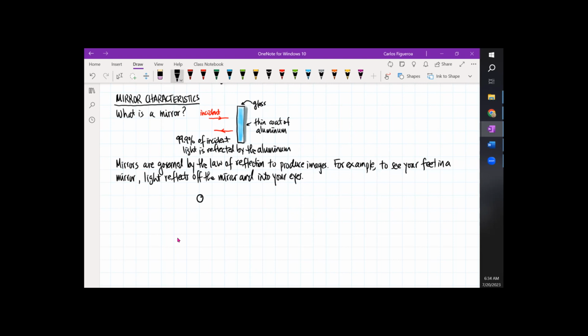Okay, and then here's your eye. And you're standing right here. And then here's your shoes right there. So if I have a mirror, by the way, I don't need a full-length mirror, but I'm drawing one right here. Right? And there's my aluminum backing.